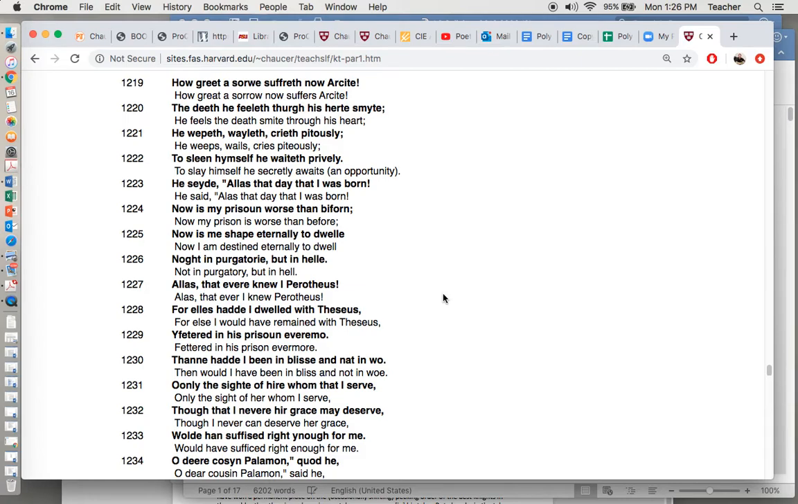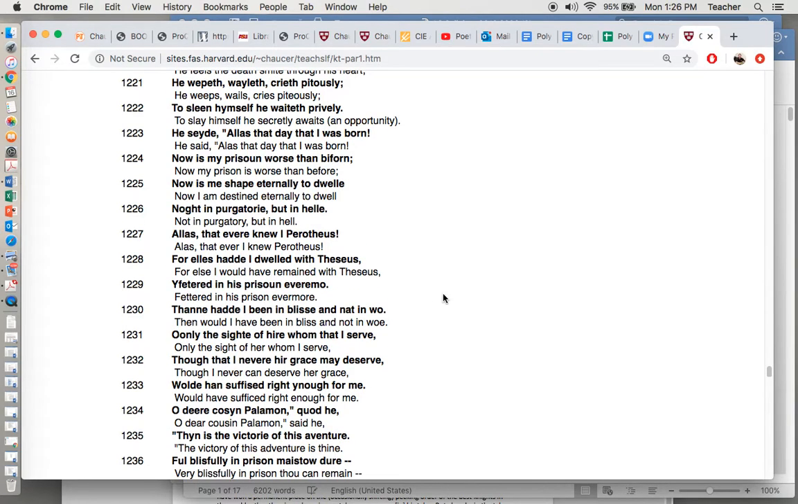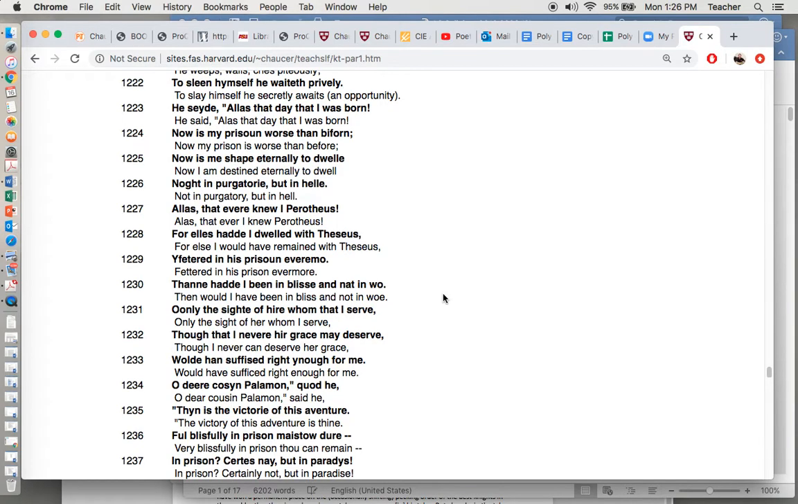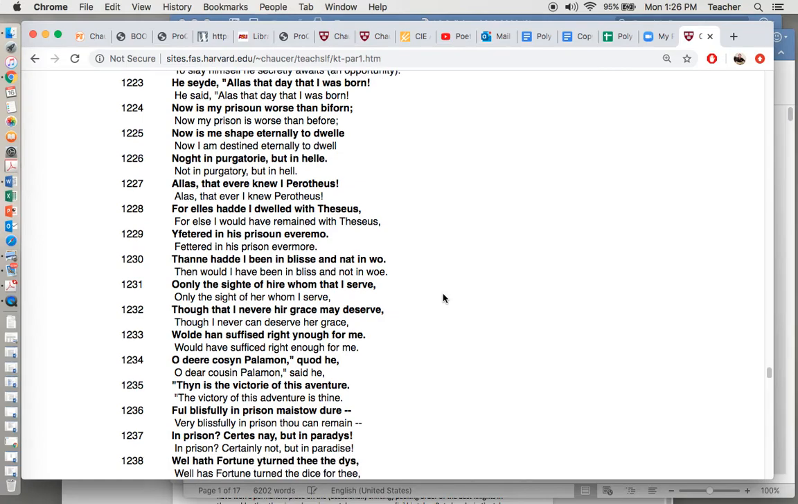1219. How great a sorrow suffered thou, Arcita. The death he feeleth through his heart smite. He weepeth, waileth, crieth piteously, to slay himself he waiteth privily. He said, alas, the day that I was born. Now is my prison worse than before. Now is my shape eternally to dwell, not in purgatory, but in hell. Alas that ever I knew Perotheus, for else had I dwelled with Theseus, fettered in his prison evermore, then had I been in bliss and not in woe. Only the sight of her whom that I serve, though that I never her grace might deserve, would have sufficed right enough for me.